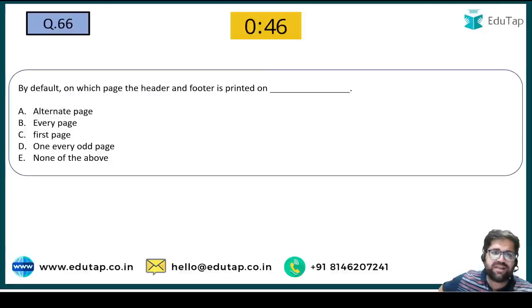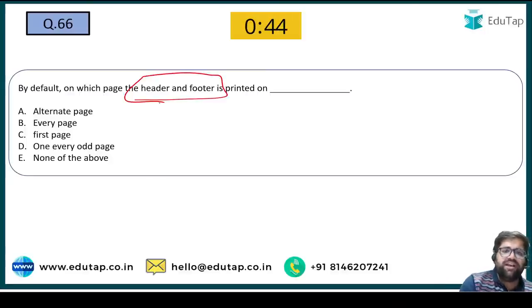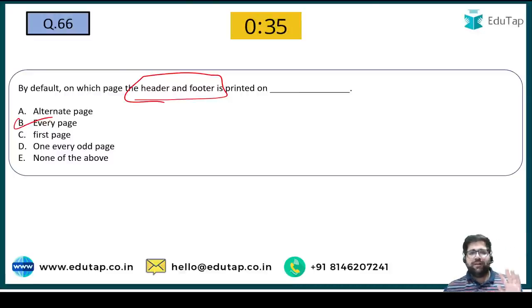Now focus on 66. By default, on which page is the header and footer printed? Yes, the correct answer of this particular question will be option every page. Why? Because header and footer will insert it automatically.